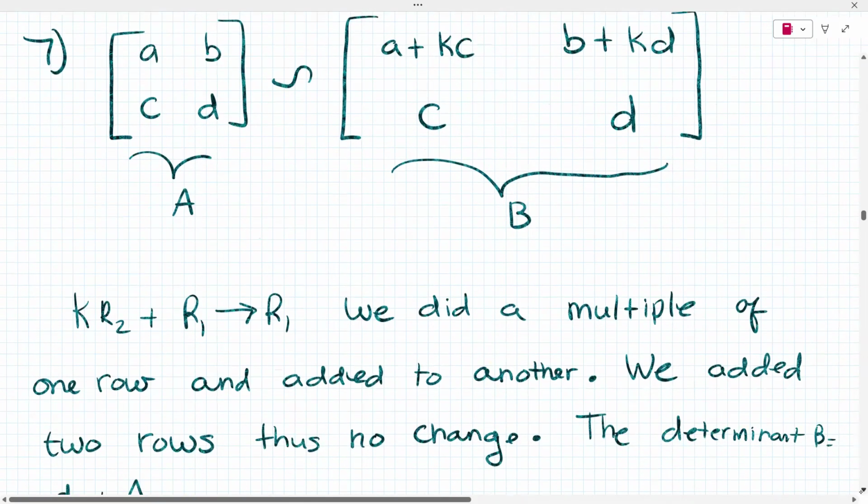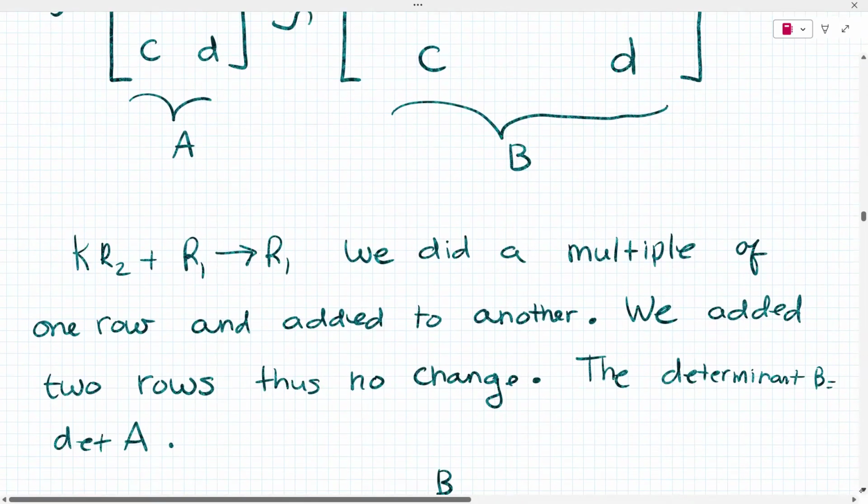So we did a multiple of one row and added it to another. We added two rows, thus no change. Determinant B equals determinant A. Why is there no change? Because this scalar went with row two, and our final product was related to row one.